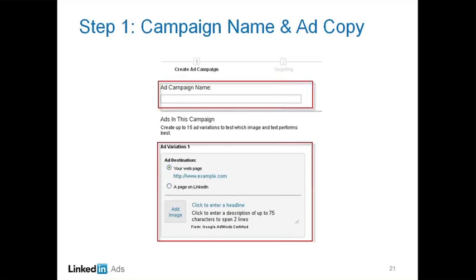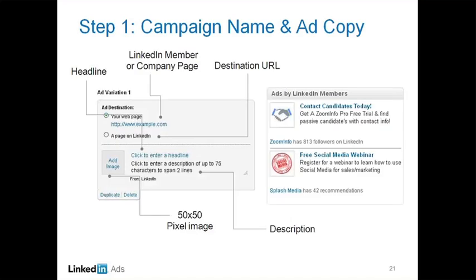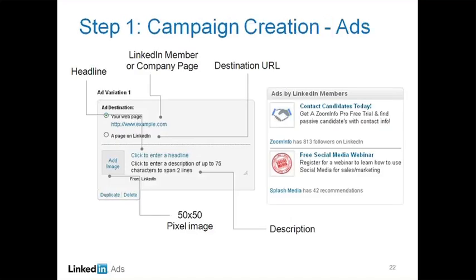A typical ad consists of a 50 by 50 pixel image, a 25-character headline, a 75-character description text, as well as a landing page or a destination URL. So you can either elect to drive your users to an off-site destination page, so something like a page within your company site, or you can actually elect to keep your users on-site and drive either to a LinkedIn member profile or to a company page.